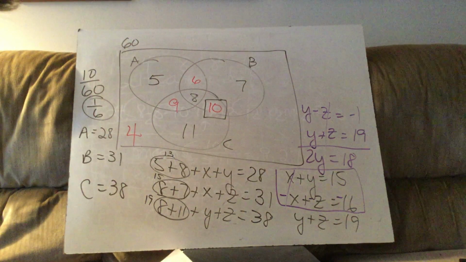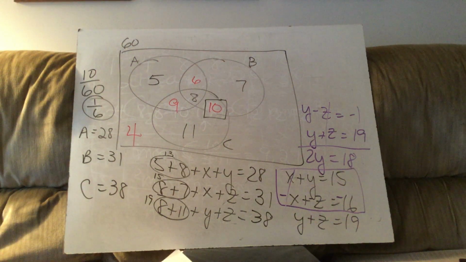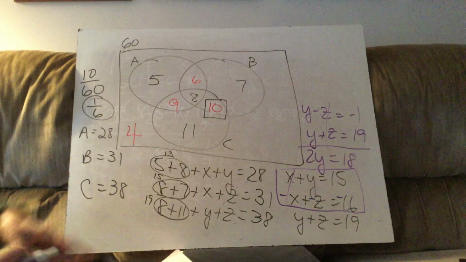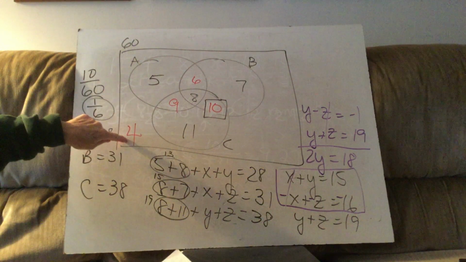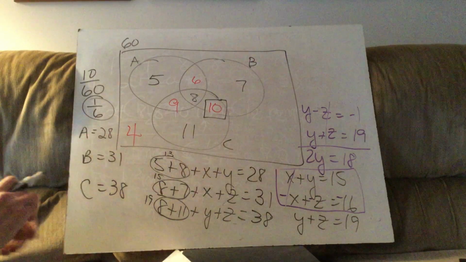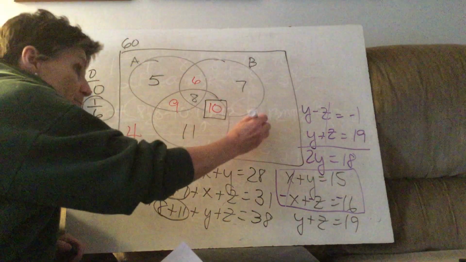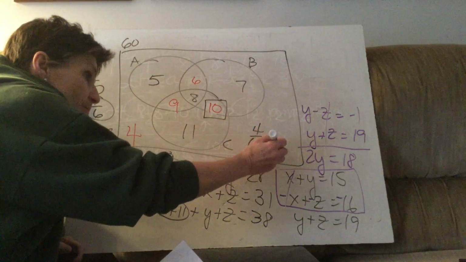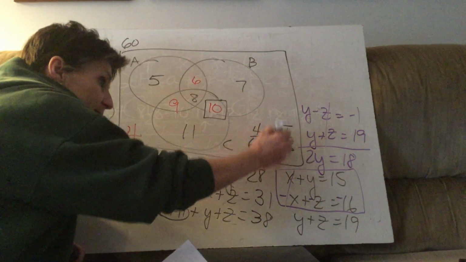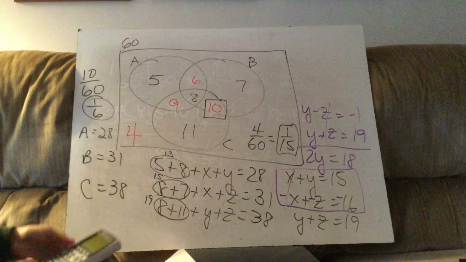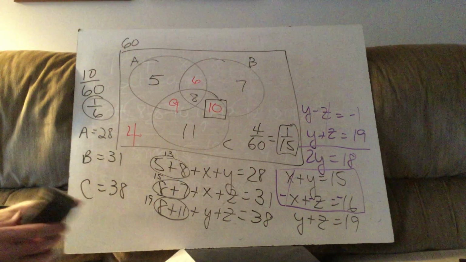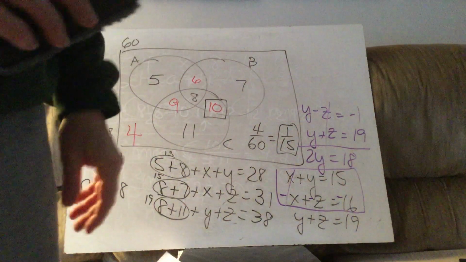What is the probability that the student has just D's and F's? Now what that means is he doesn't have A's, B's, or C's. So these are the kids that have only D's and F's. So that probability would be 4/60, or 1/15. And that's it.